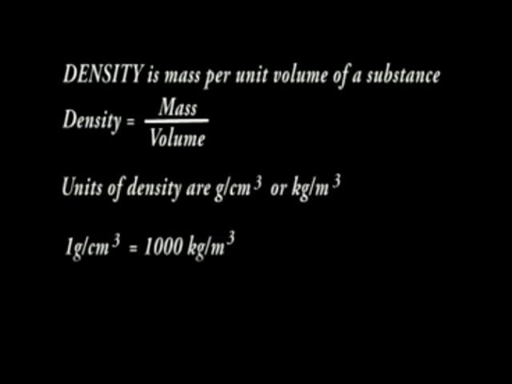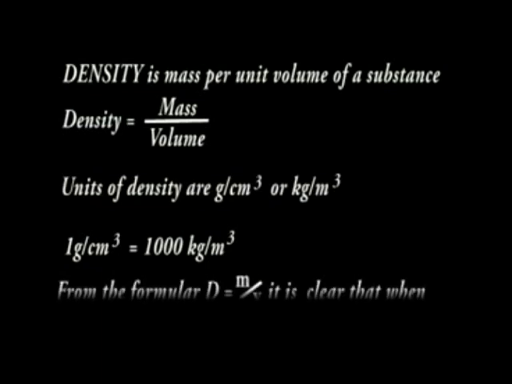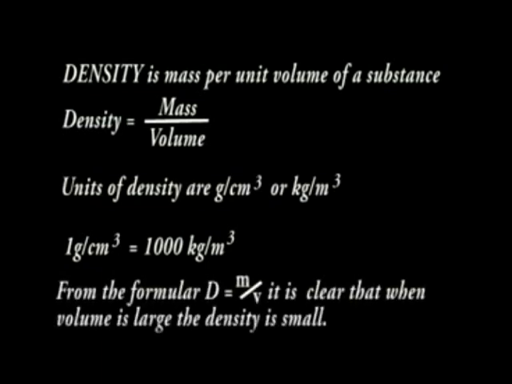When an object floats on a liquid, it is because the object is less dense than the liquid. From the formula, density is mass over volume. It is clear that when volume is large, the density is small. That is why a ship with large volume floats on water, while a nail with small volume will sink.